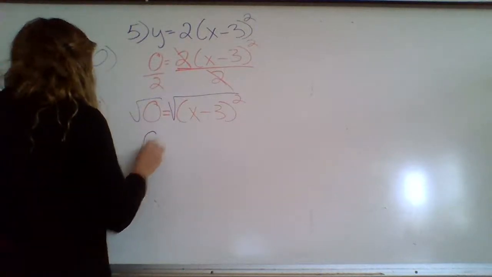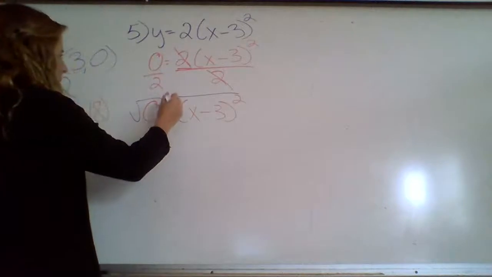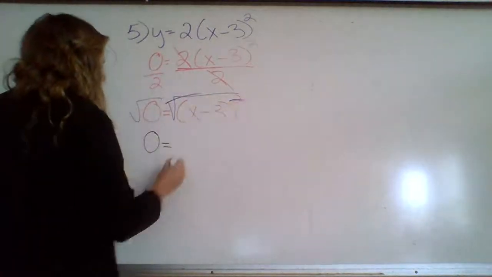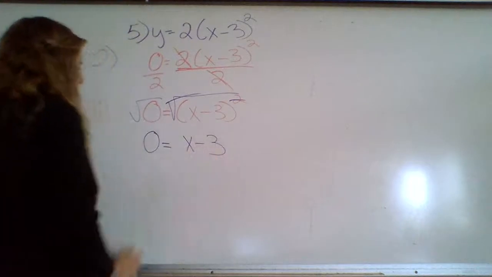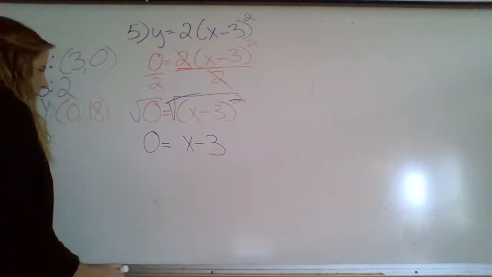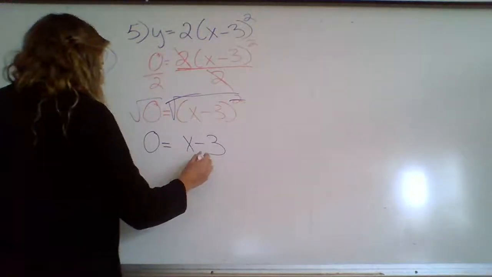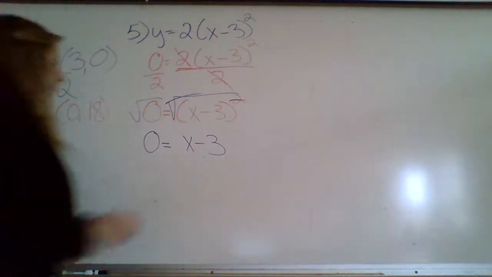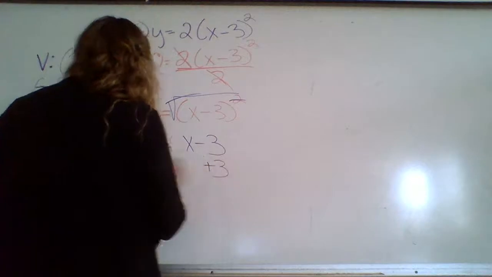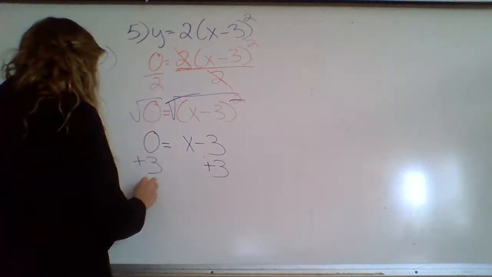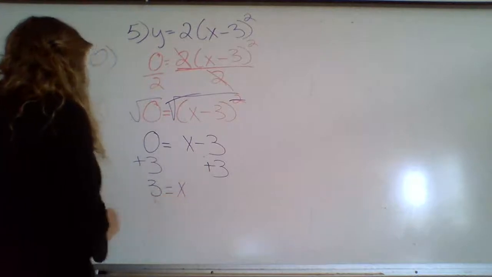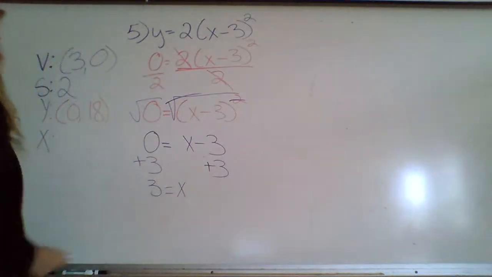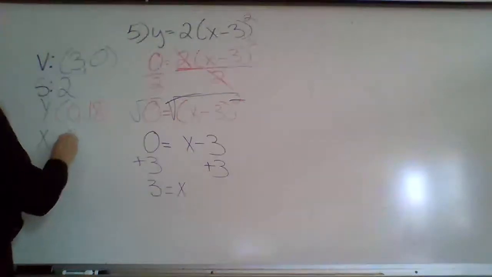Anyways, square root of 0 is 0, and then the radical and the 2 cancel each other out. So you're just left with x minus 3. Okay, last step is to add 3 to both sides. So plus 3 here, plus 3 here. So then that would be 3 is equal to x. So you only have one answer here. So it is 3, 0.